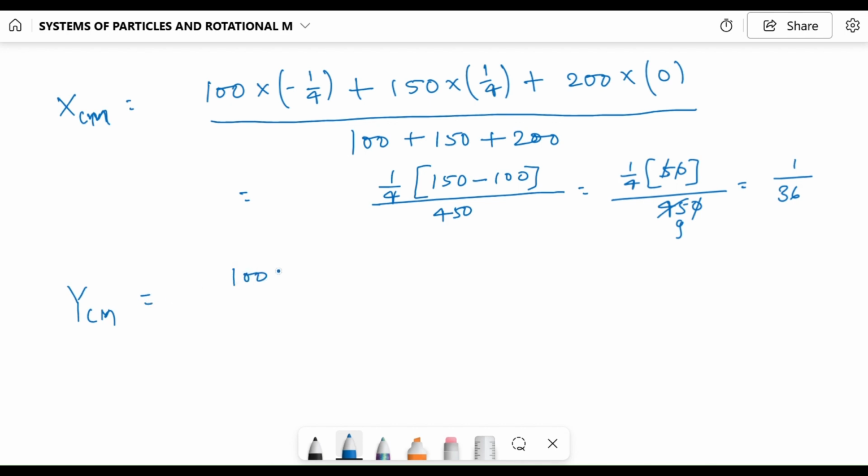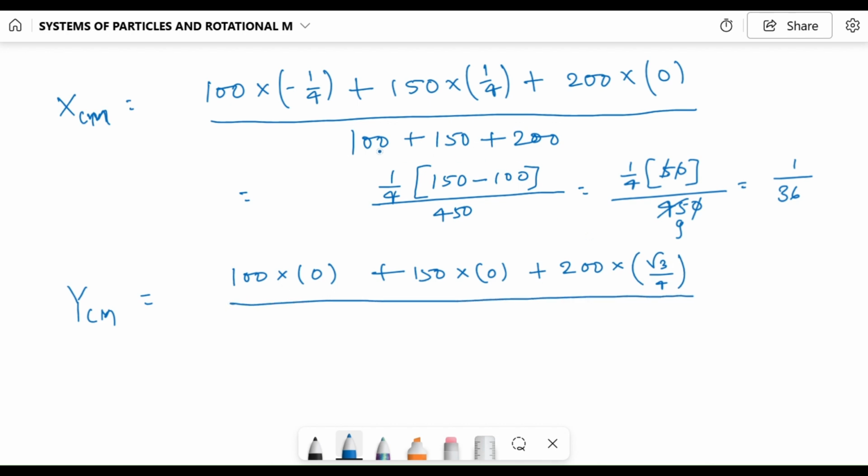This will be 100 into 0 because we have chosen this on the x axis. Again, 150 into 0. And finally, we will have only one term surviving here, which will be root 3 by 4. And then at the denominator side, it will be 450, m1 plus m2 plus m3.